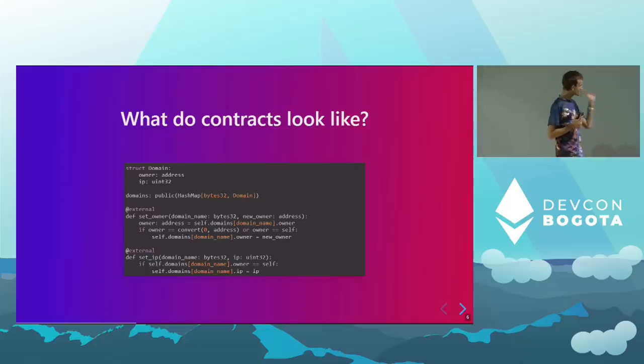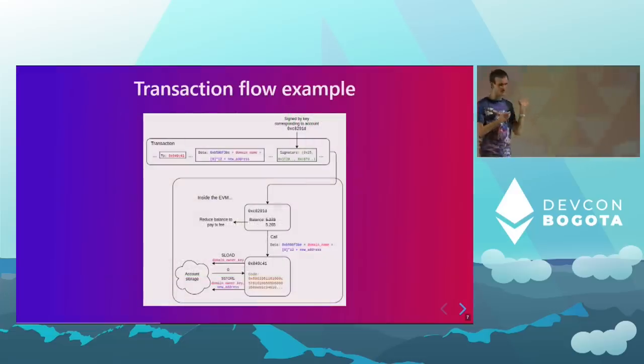So what's actually going on here, right? Basically, we have these functions, and it's a piece of code. How does this actually translate to what's happening on a chain? Right. So this is a transaction flow example. Basically, what we have here is the contract.